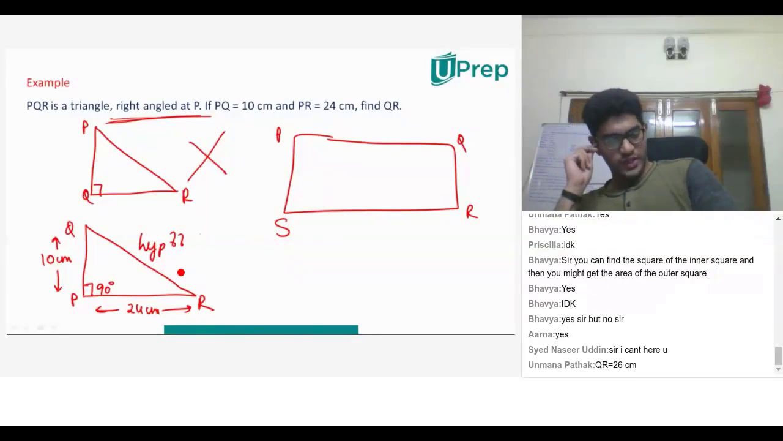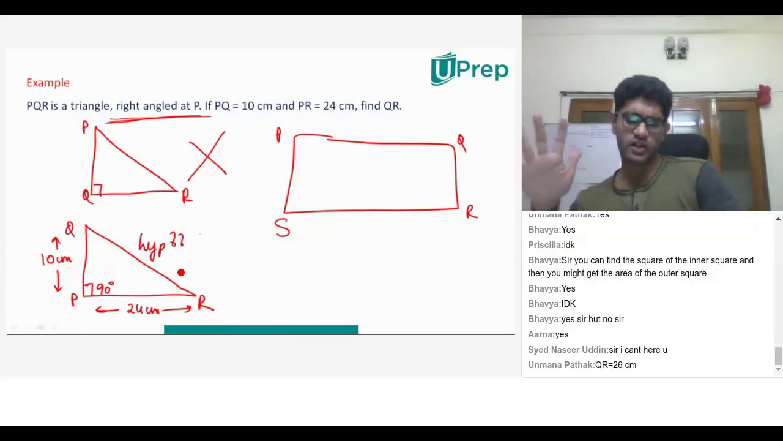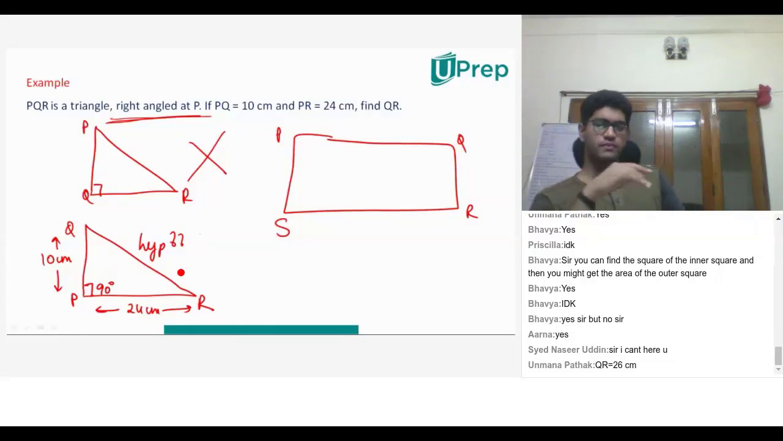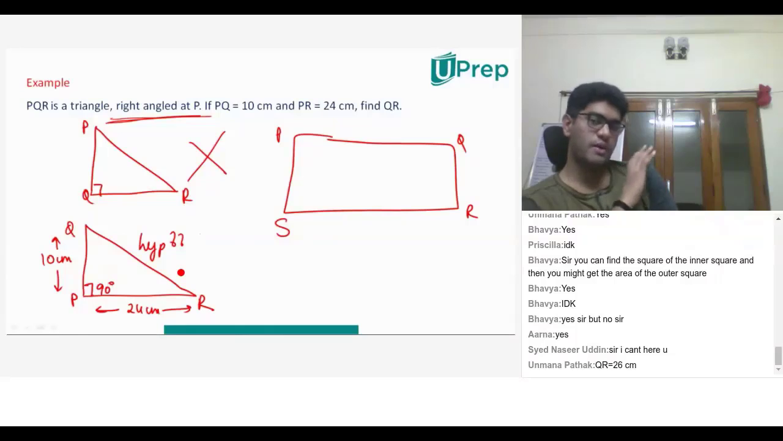Unmana says QR is 26. What about the others? So just take another 30, 40 seconds. There's no hurry. Remember, our classroom sessions are not a competition.